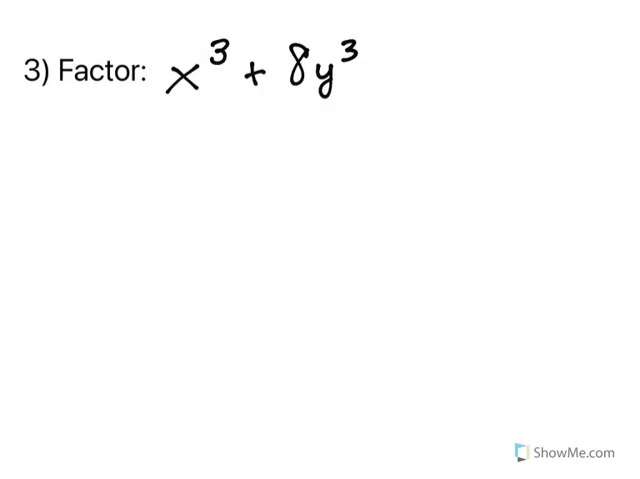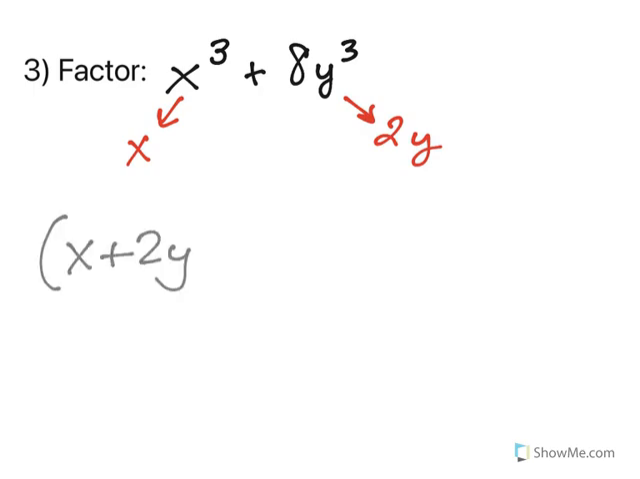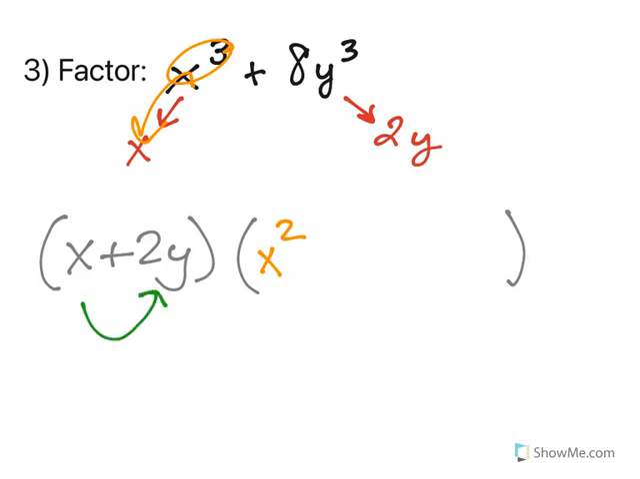One more. x cubed plus 8y cubed. Well, I just have x, right? These are my cube roots, and then 2y. So my first piece, x plus 2y. Then in my second piece, x cubed, got rid of an x, I have x squared left. X times 2y is minus 2xy.